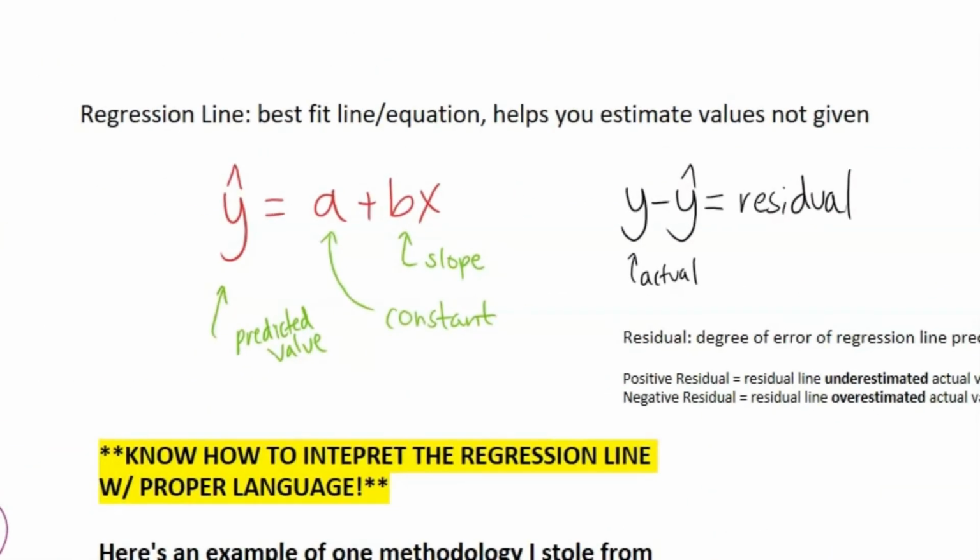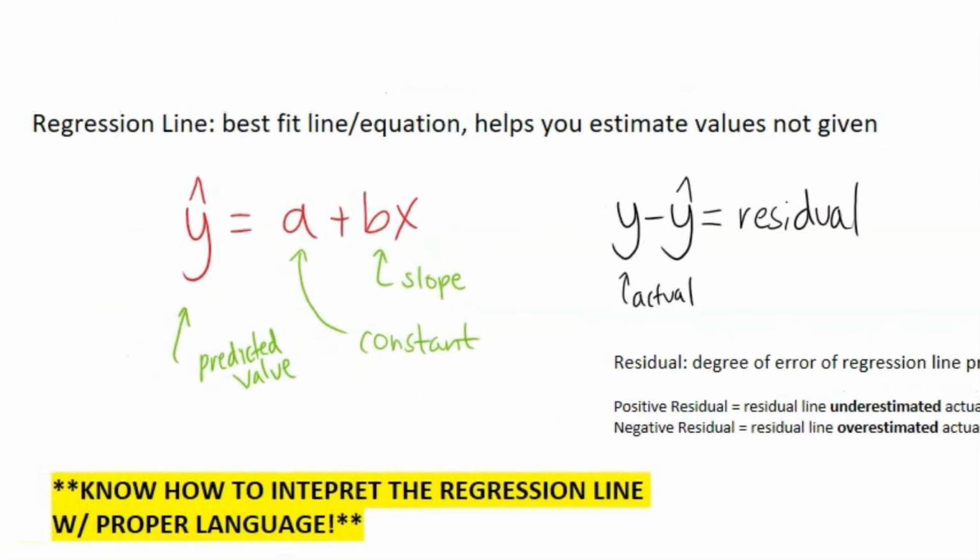All right, so now let's talk about regression lines. Regression lines are essentially just your best fit lines. If you have a scatter plot with points, you put your best fit line on there, and it helps you estimate values for points that you aren't given, okay?